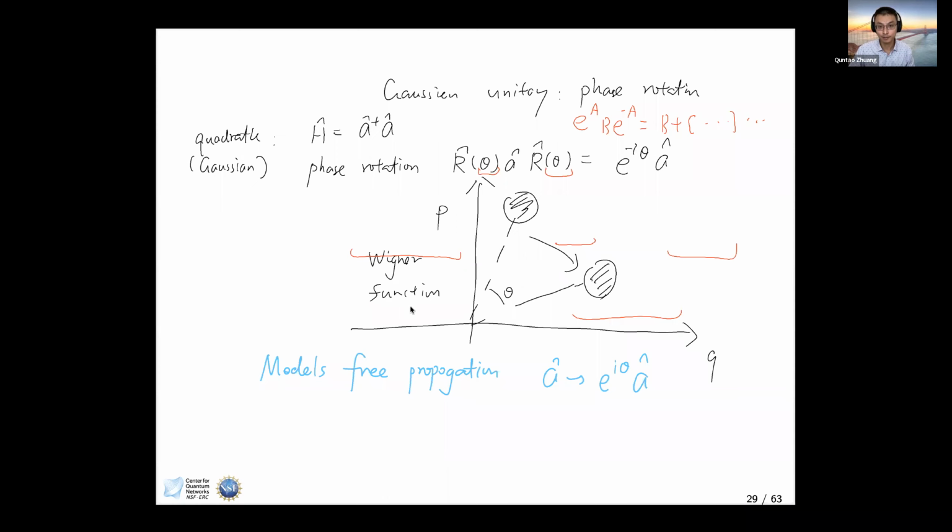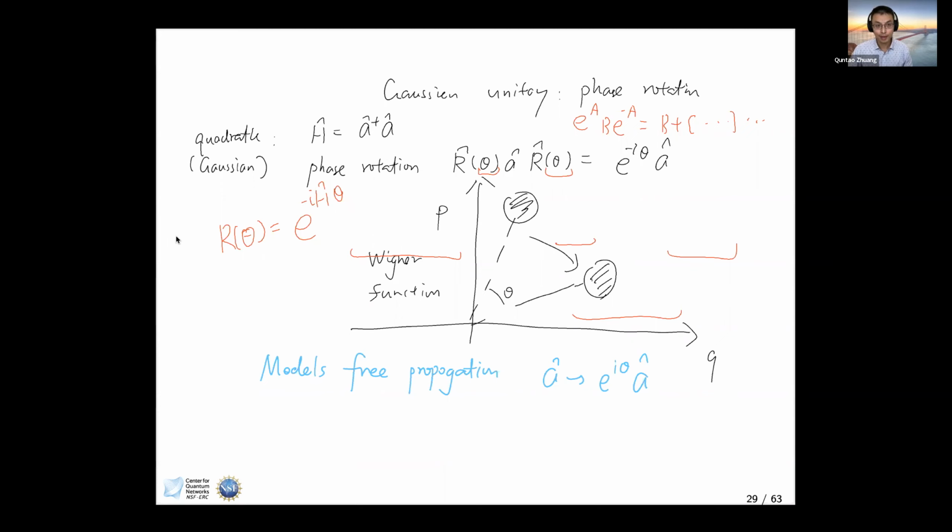So in phase space, if you look at the Wigner function of this state, if you act this phase rotation R on it, by the way, this R is generated. What we mean by this Hamiltonian and the unitary is that this R theta is generated by that Hamiltonian H theta, like that.